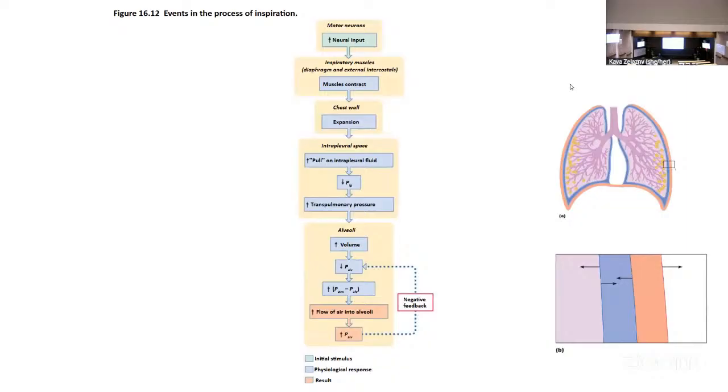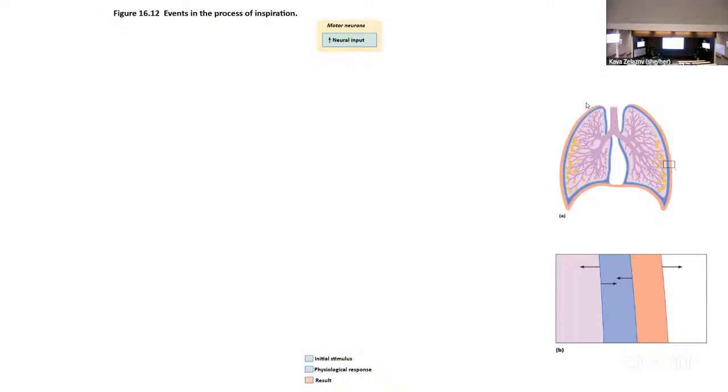Okay, so we have a whole flow chart from your book for anybody who likes flow charts. But all we've got is those somatic motor neurons sending their neural input. Your brain, your breathing sensors, are telling you it's time to breathe in, so we have our nerve sending a signal to the diaphragm and external intercostals. So the diaphragm goes down, the external intercostals contract, and your ribs spin out and up, which means our thoracic cavity is bigger.